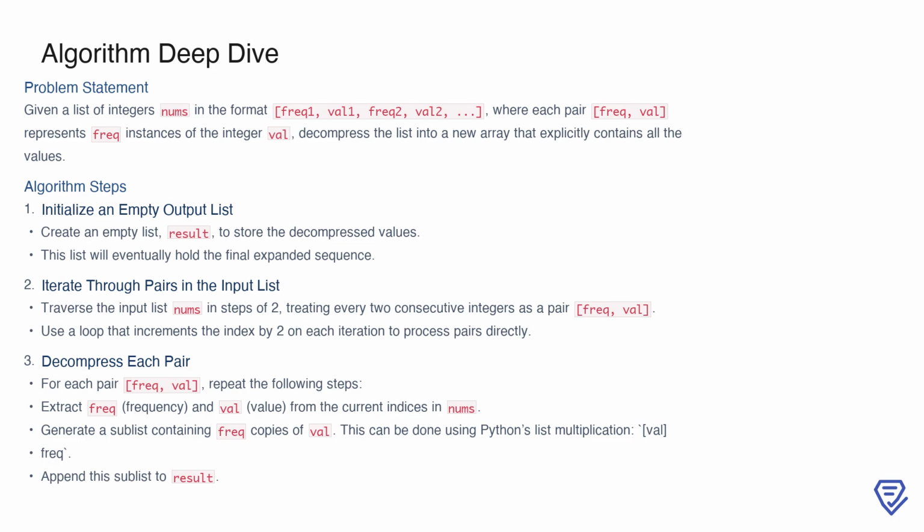Next, we iterate through nums in steps of 2, treating every 2 consecutive numbers as a frequency, val, pair. This allows us to focus on processing each pair directly. For each pair, we extract frequency and val, then generate a sublist containing frequency copies of val. We achieve this efficiently in Python using list multiplication. Finally, we append the generated sublist to result, gradually building the decompressed sequence pair by pair.